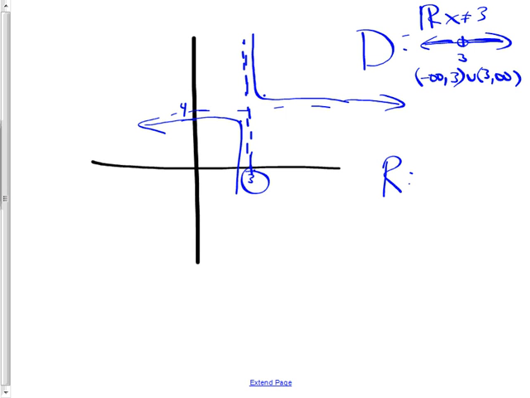Range. Everything works except what? 4. Because it goes forever down, it goes forever up. But along the way, there's this, and that's at 4. And so it can't be 4. I think my favorite way of writing it is like this. Can't be 4, can be everything else. Okay, that's domain and range. All right, that's all you need to know for that.